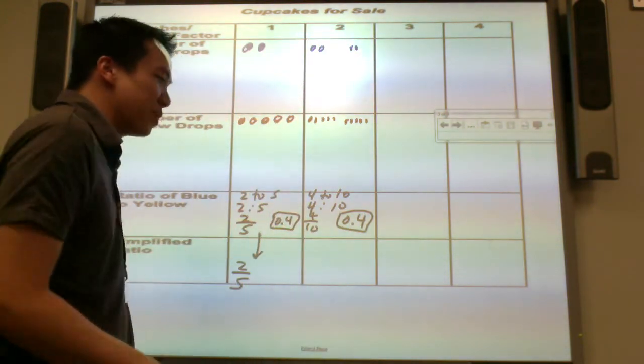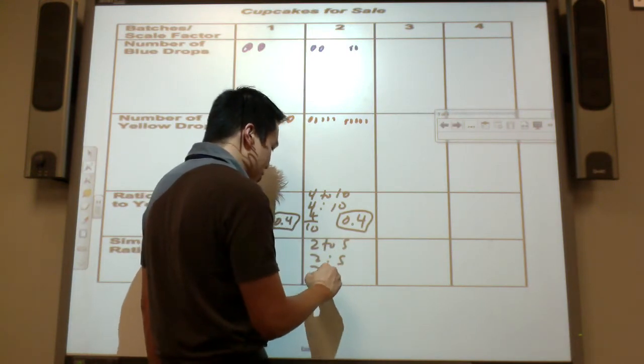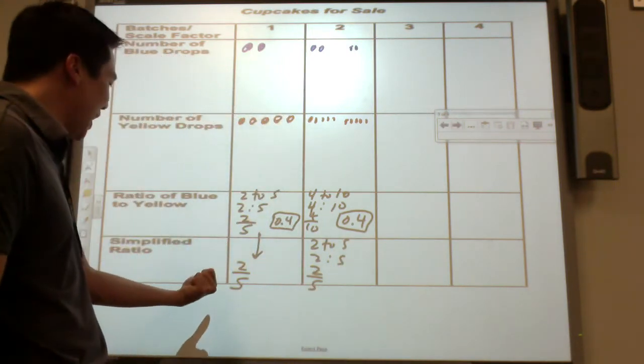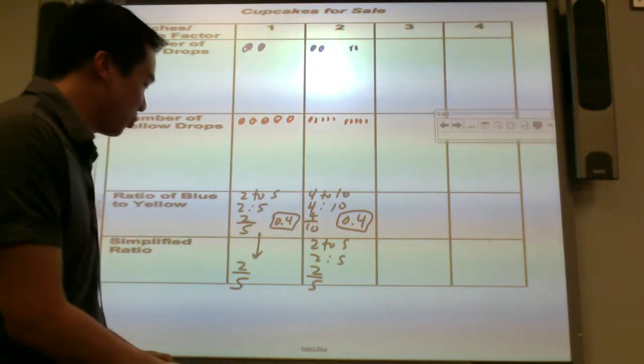And what's the simplified ratio of this? 2 to 5, 2:5, 2/5. Hey, it's the same answer as our last one. That's why this is a ratio table, because it all has the same simplified ratio.